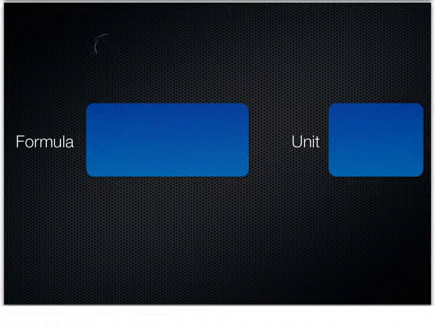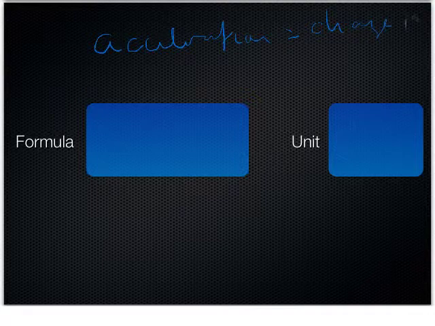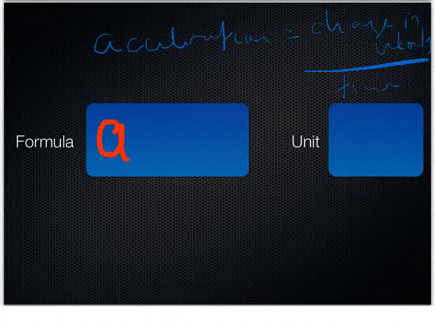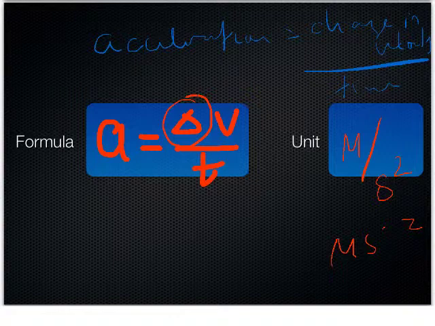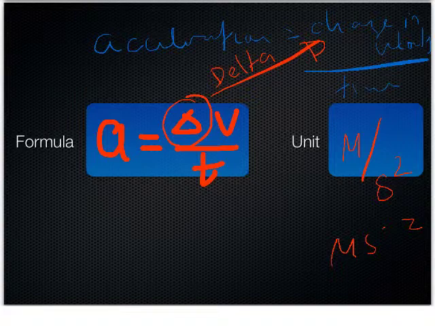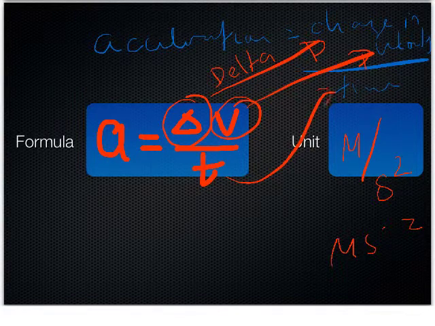What's the formula for acceleration? Well, acceleration is change in velocity divided by time taken for that change. So the actual formula is acceleration equals change in v over t. The unit is m divided by second squared, or ms to the negative 2. What's that symbol? Well, that's delta, and that means change. v is velocity, t is time.